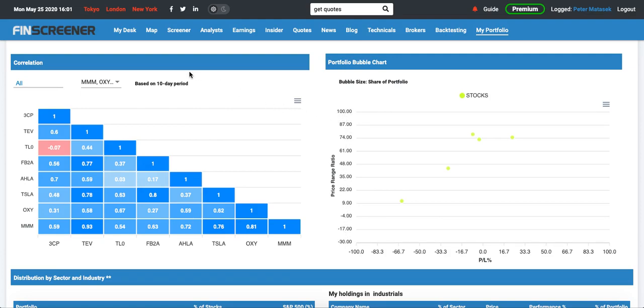In correlations, you can choose up to 9 securities and compare their correlations based on the 10 days range.